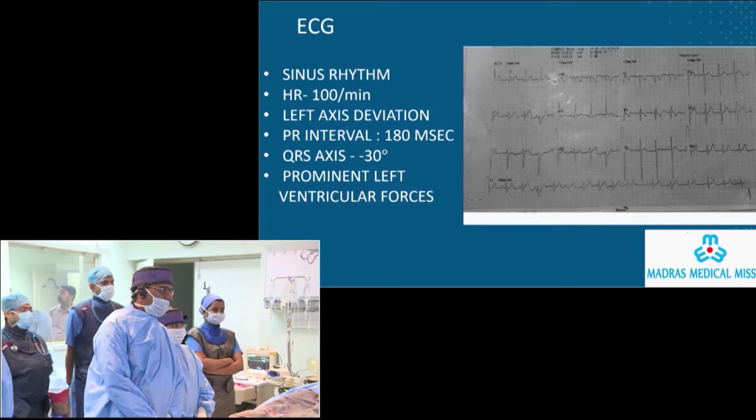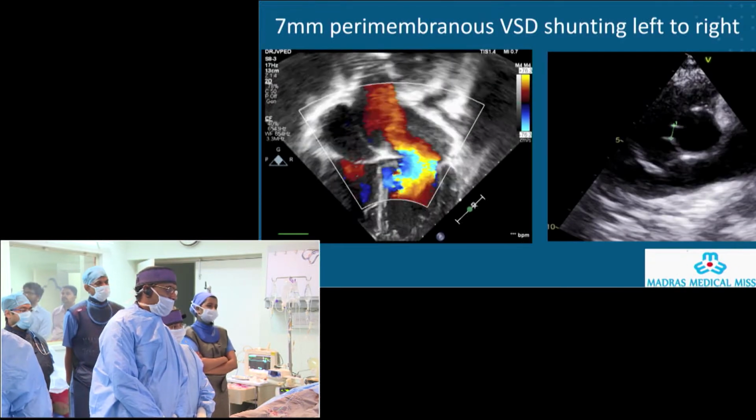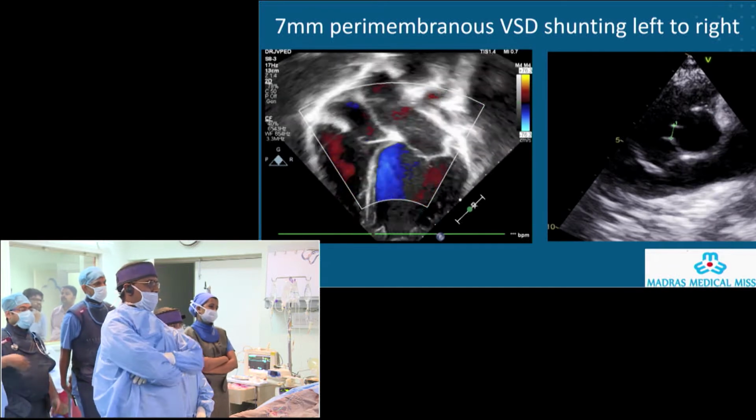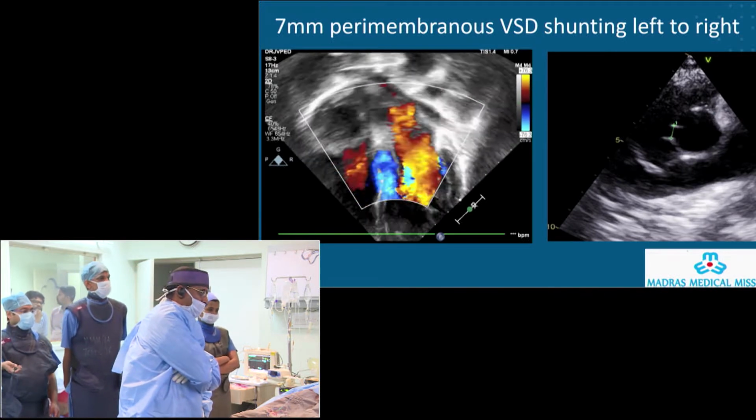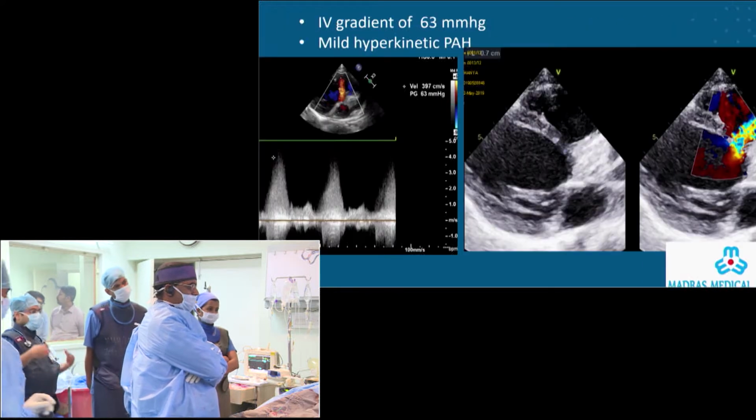Next. Echocardiogram. So this was the echocardiogram showing left atrial, left ventricular volume overload. You can appreciate the VSD that is coming up.